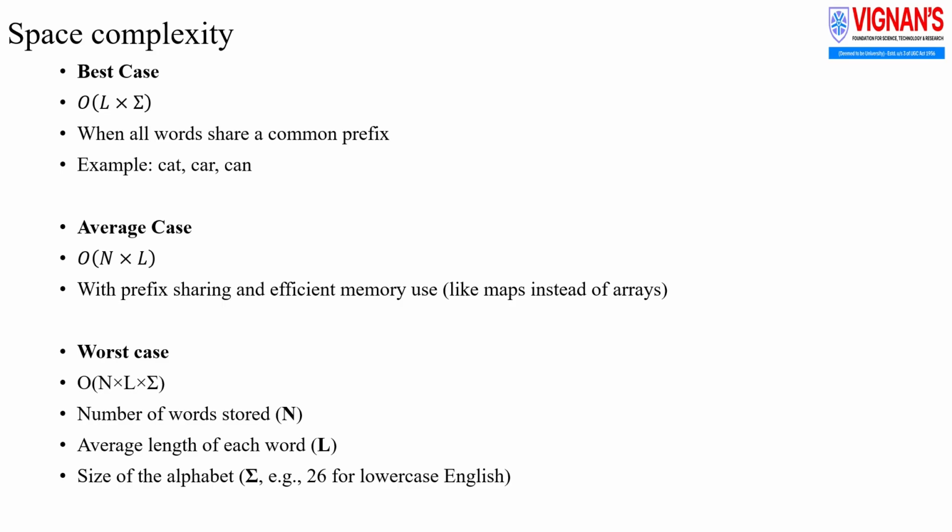In the worst case, the space complexity becomes O(N times L times sigma). This happens when there is little or no prefix sharing and each node maintains pointers for all possible alphabet characters. Overall, while tries offer fast searching and prefix matching, they may consume significant memory, especially with large alphabets.